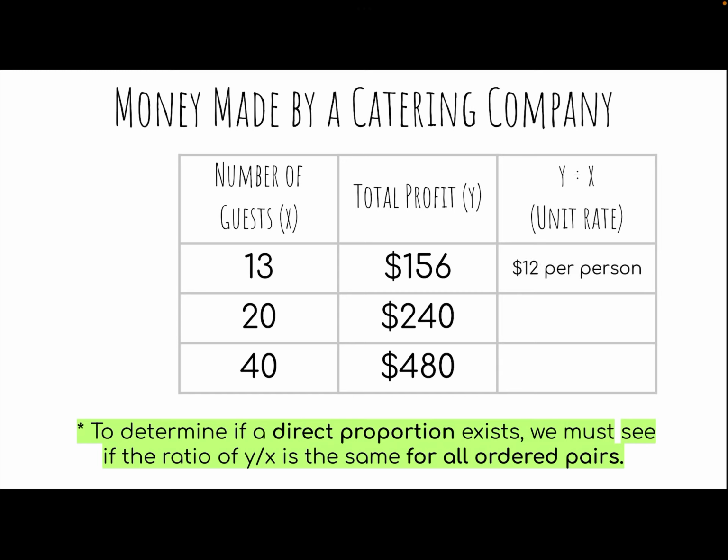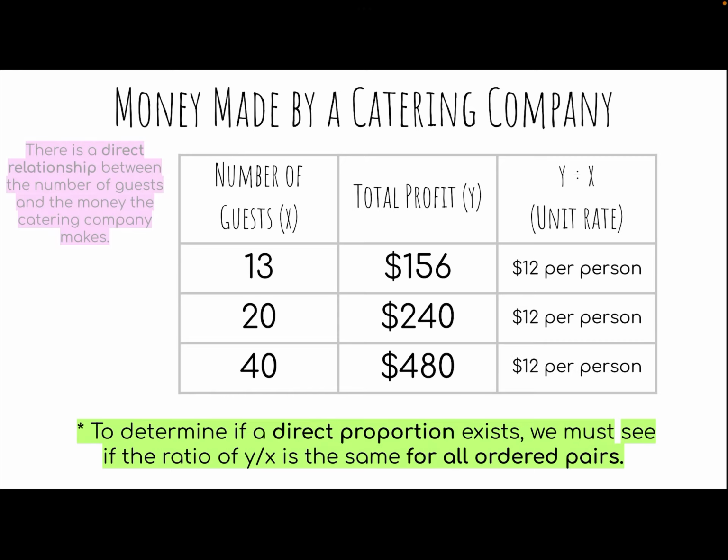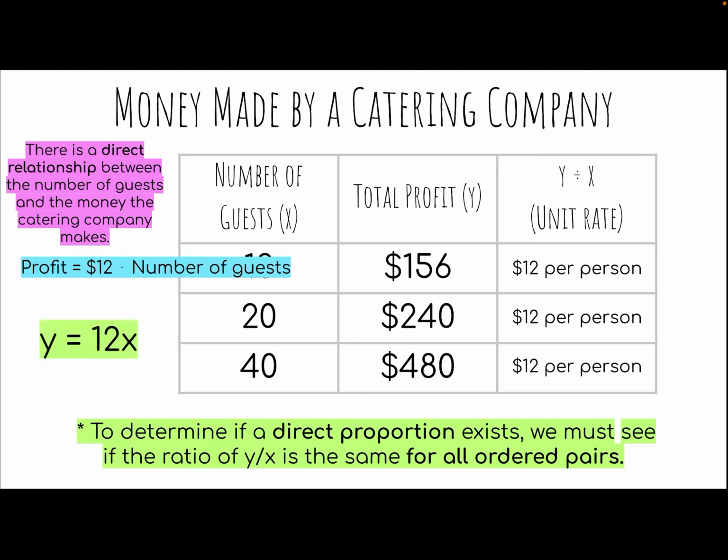$156 of profit for 13 guests would be 156 divided by 13, or 12. 240 divided by 20 is also 12. 480 divided by 40 is also 12. So $12 per person seems to be a constant unit rate because there is a direct relationship between the number of guests and the money that the catering company makes. We say that this is a direct proportion.